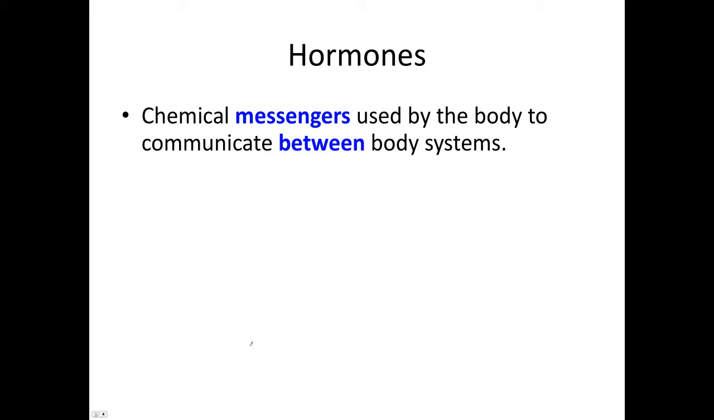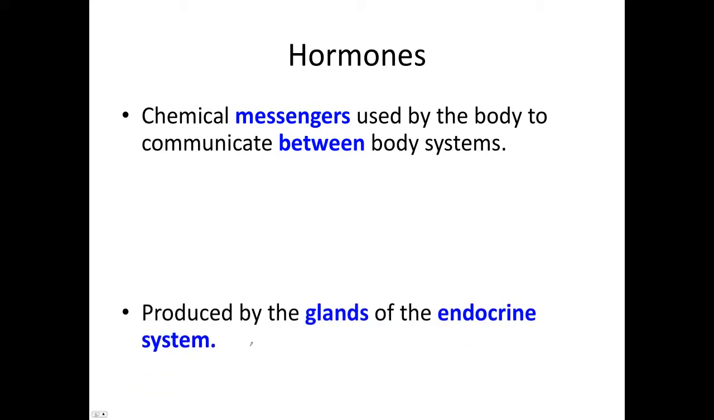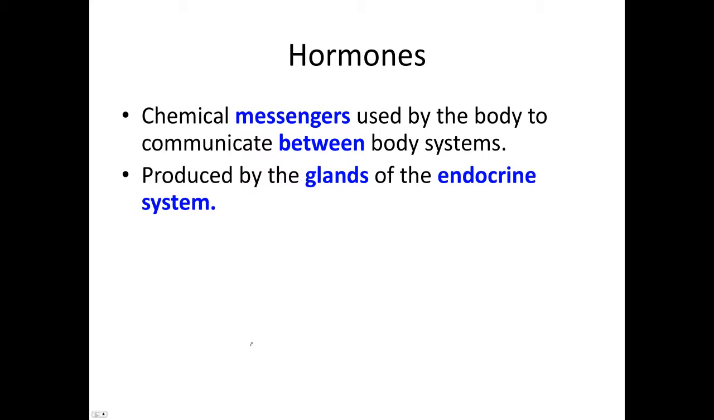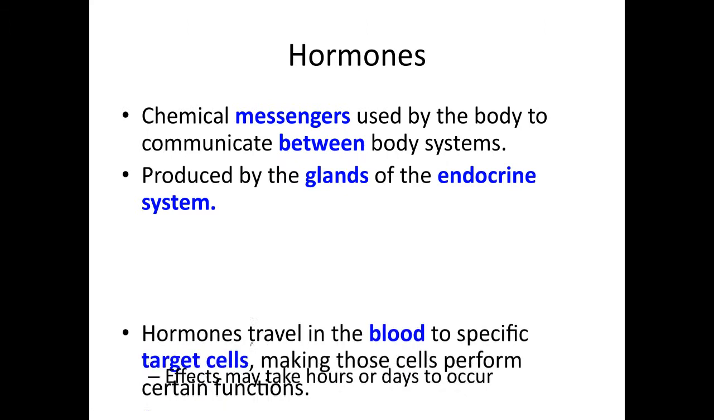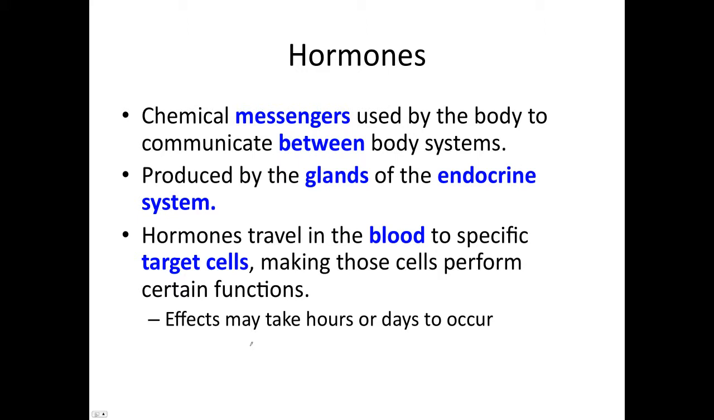So hormones, we talked about just a little bit. They're part of the endocrine system, and what they are, they're chemical messengers that are going to communicate between body systems. They're produced by glands of the endocrine system. These are found throughout our body, but mostly in our brain. And hormones are going to travel in the blood. Like we talked about before, they have to use the circulatory system. But they're going to be traveling to specific target cells. They're not just going to go everywhere. They have specific areas where they are going to target and make those cells perform a certain function. And hormones can take hours or days to take effect, depending on the hormone.